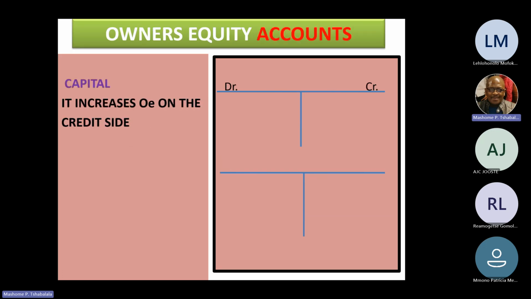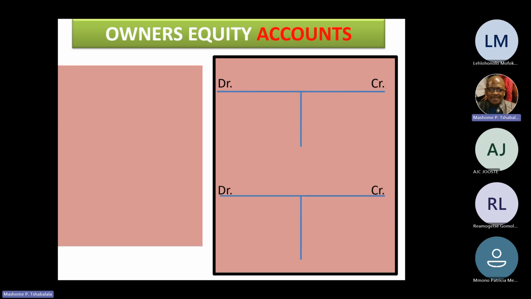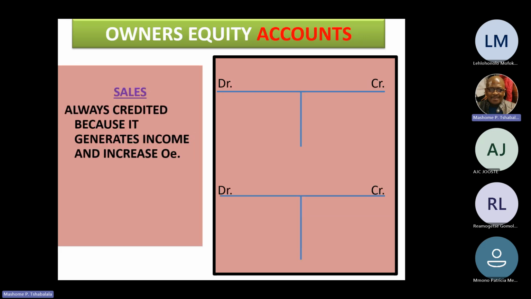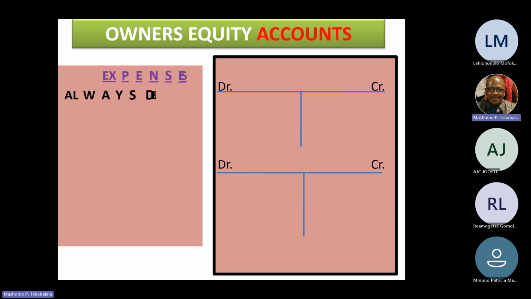Now, talking about owner's equity, you have the accounts that directly affect owner's equity. The first one is the capital. Capital increases owner's equity on the credit side. Then we have the drawings, which decrease owner's equity on the debit side. Then they go with the expenses and the incomes. Sales will always increase the owner's equity. Then the cost of sales will be debited on the owner's equity because it is deducted from sales.